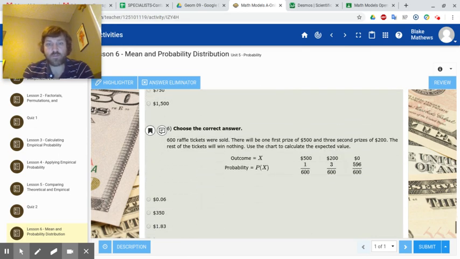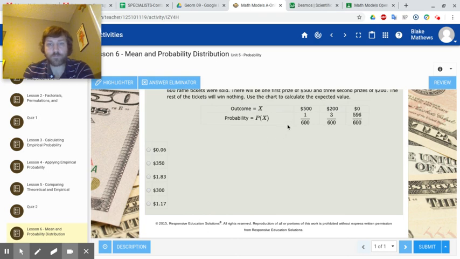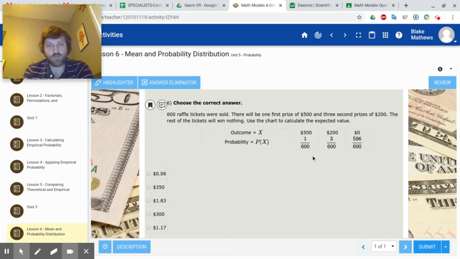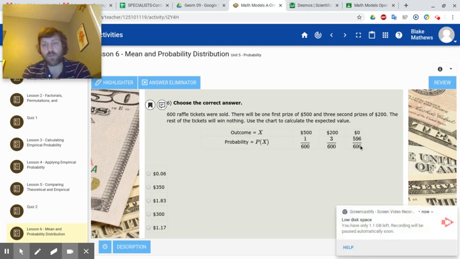And that's going to be the same thing that happens down here at the very bottom. 500 times 1 over 600. Add that to this. Add that to this. So you multiply and add each one.